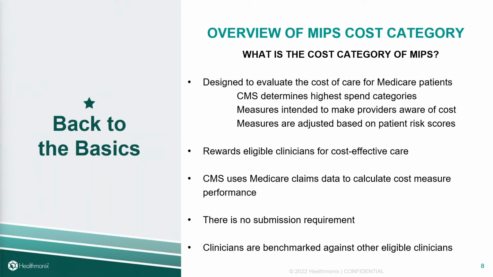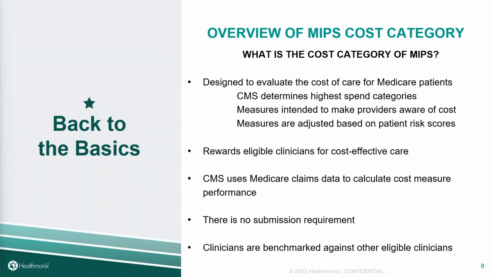CMS determines the highest spend categories. So those are each of the different categories and comorbidities that cost a lot of money. I know in the past under value-based care programs, it looked a lot at diabetic patients, COPD, and things like that. This looks more into, especially when we get to the episode measures, procedures and so forth.